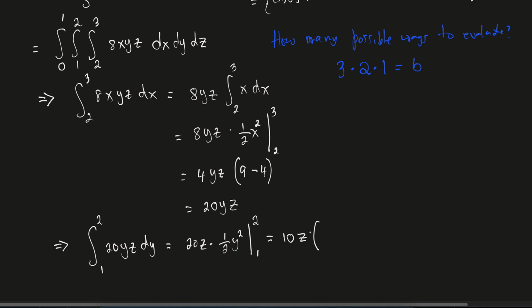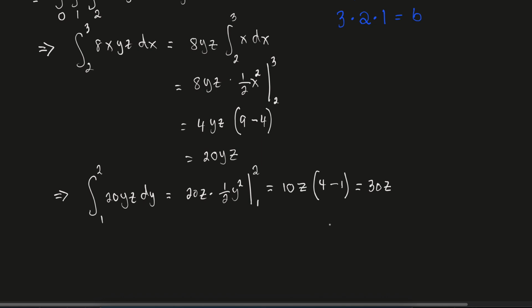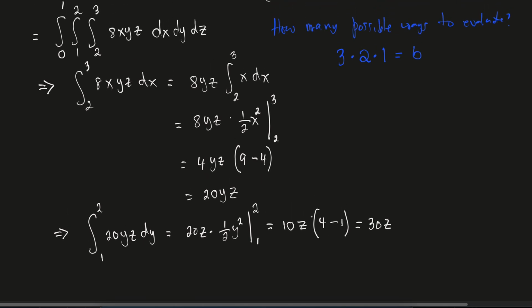So 2 squared is 4, 1 squared is 1. We subtract. So that's 3 times 10z. So that is 30z. All right. And then lastly, now let's just go back up so you can see it. So the last integral now is with respect to z, and we're integrating from 0 to 1.